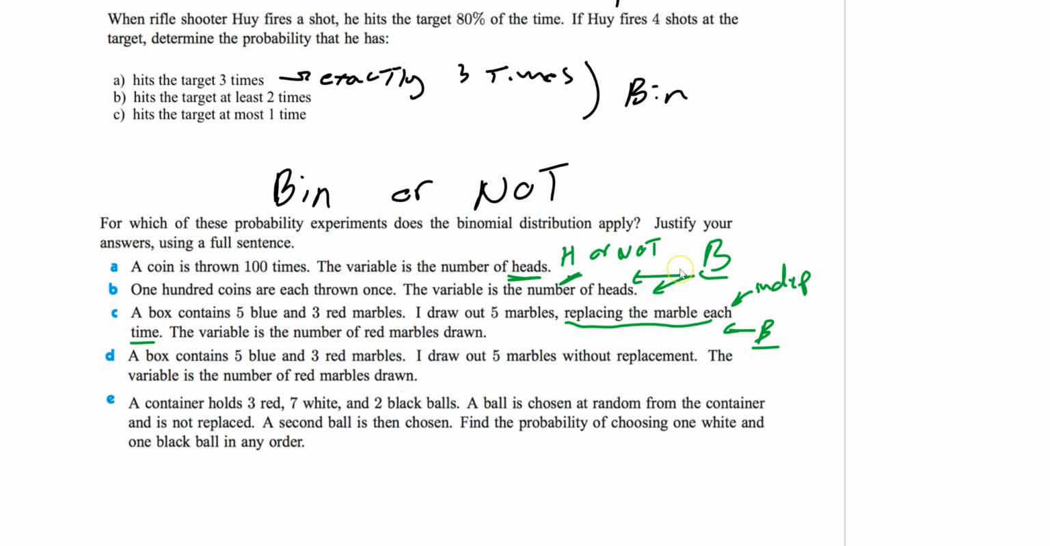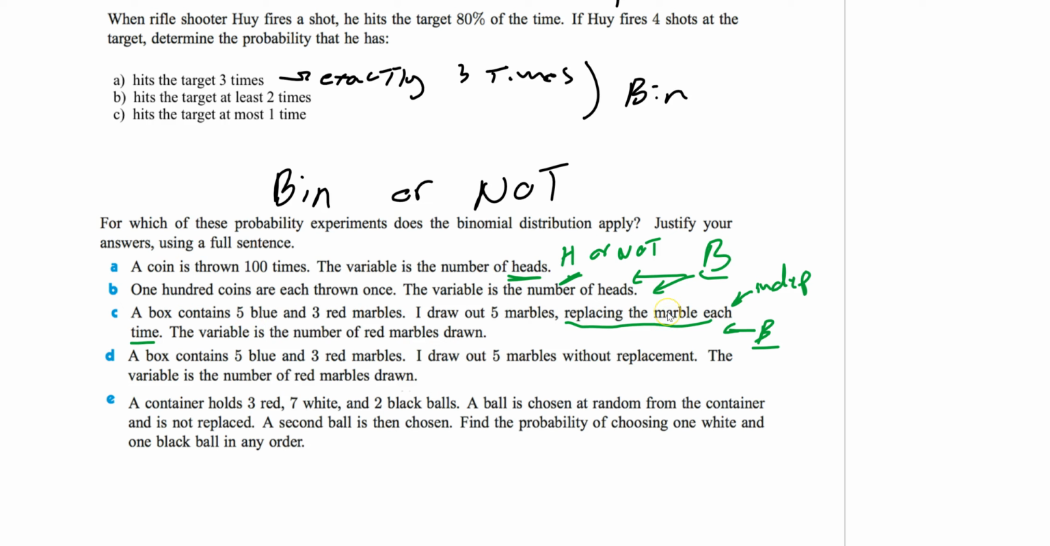Again, the key things are you only have 2 options. The first one, heads or not. Second one, heads or not. Third one, red or not. So they're all binomial. All we care about is red or not. I don't care about those other marbles. And the second thing has to be independent. Coins are automatically independent, the odds never change. And in this one, they're replacing the marble, so the odds are never changing.